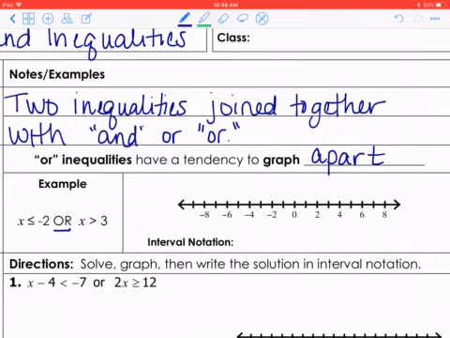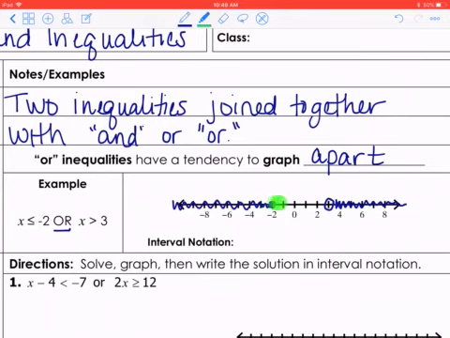So first I'm going to plot the first answer on my graph at negative 2. We know it's going to be a closed circle, and that's going to be shaded left. Its x is greater than 3, so we have an open circle, and it's greater than, so it's shaded right. When we say they're graphed apart, we mean that one's going in one direction and the other one's going the other direction.